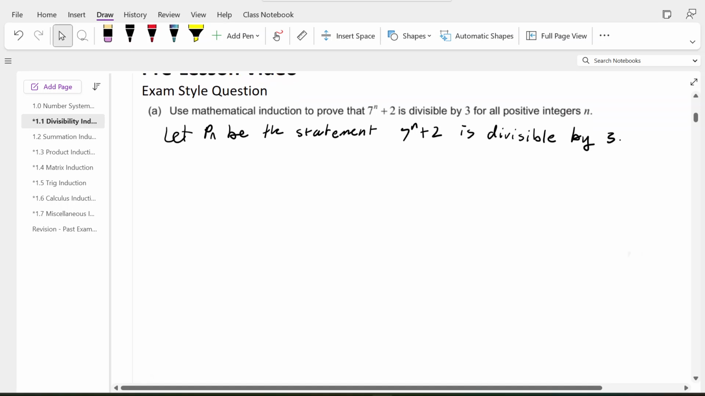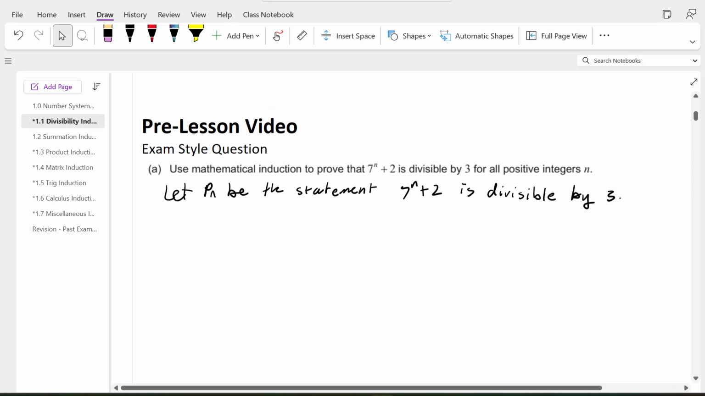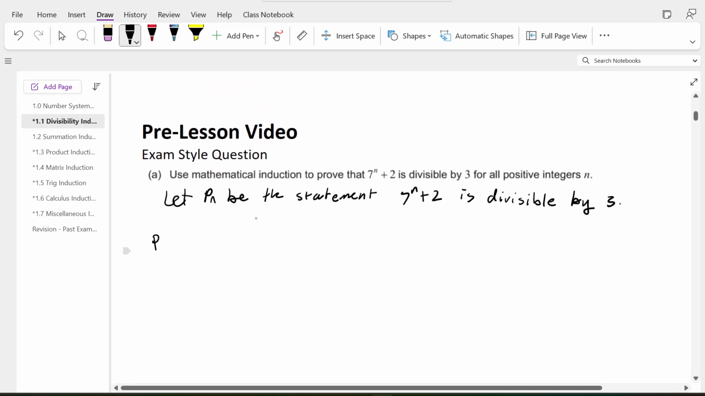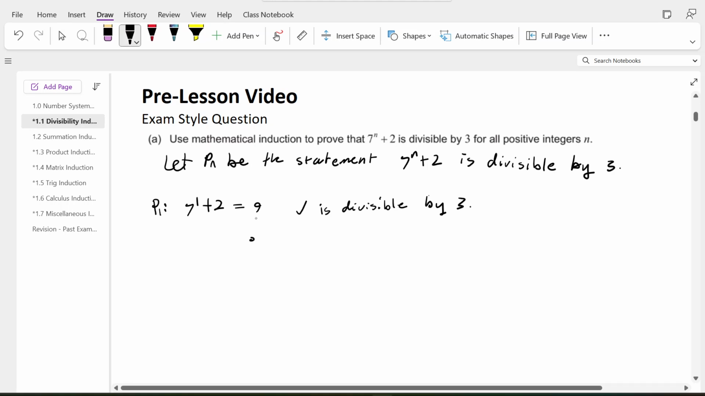All right, so what we need to do is step 1. So we need to check the base case n equals 1. So we're just going to be looking at P1. So 7 to the 1 plus 2 is 9. And then we can say is divisible by 3. And then this is where the notation that we set up helps us out a lot, because then we can just say, therefore, P1 is true.